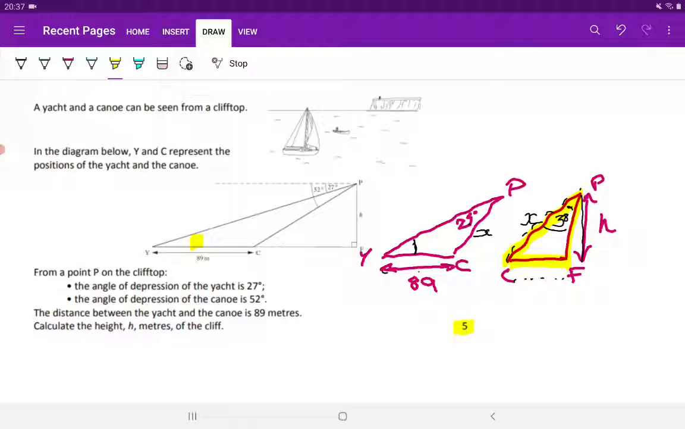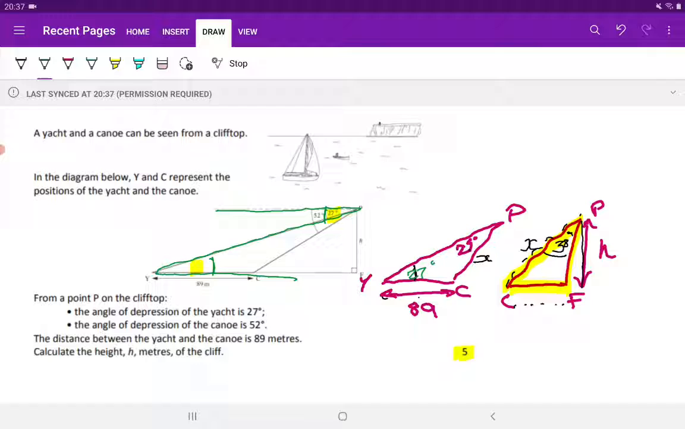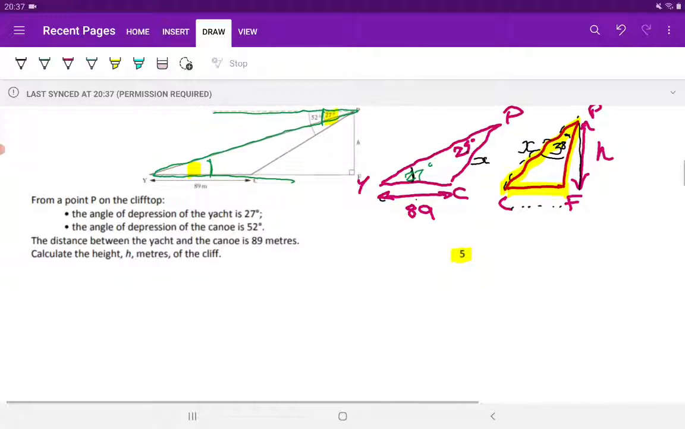Now, we need to think back to alternate angles, Z-shaped angles from first year. This angle here is the same as that angle there, that 27. So this angle down here is 27 degrees. So now I can use sine rule to get that length PC, and then I can use that to get the height of the cliff. So these are complicated questions, guys, I know that, but let's see how we get on.